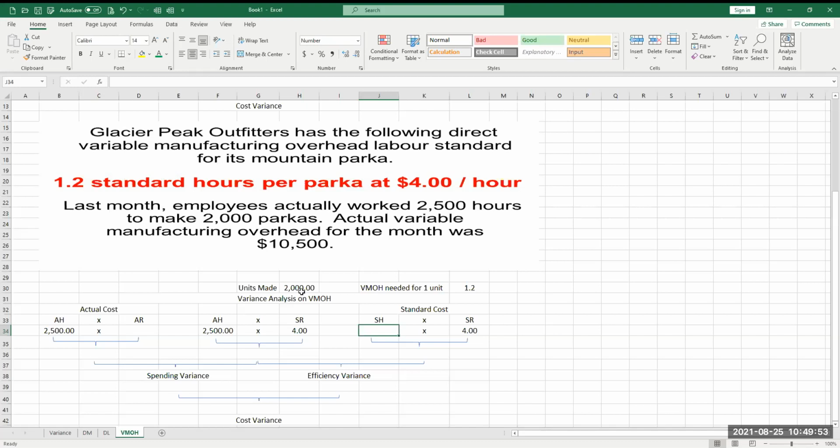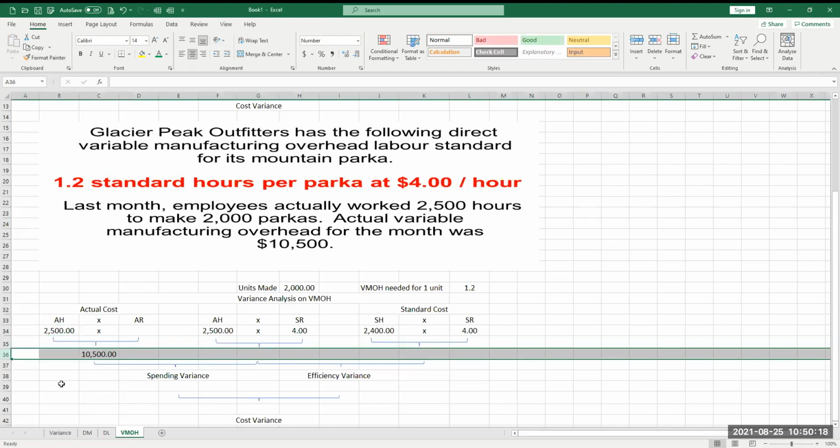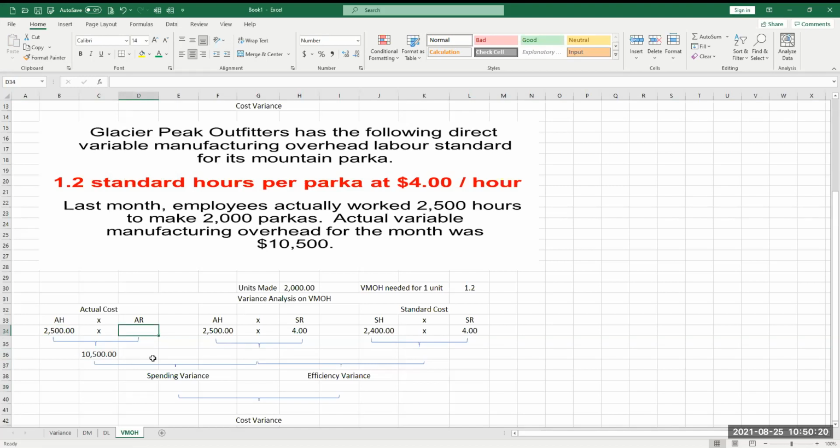It's 10,500. This one time that one, correct? Yes. So how much is my actual cost? Actual variable manufacturing overhead for the month was 10,500. 10,500 is my actual cost. So since I have my actual cost, can I calculate the actual rate?